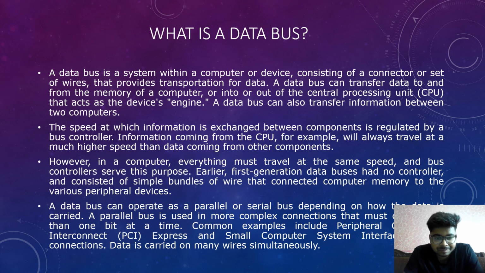A data bus can operate as a parallel or serial bus depending on how the data is carried. A parallel bus is used in more complex connections that require more than one bit at a time. Common examples include peripheral component interconnect express and small computer system interface connections. Data is carried on many wires simultaneously.